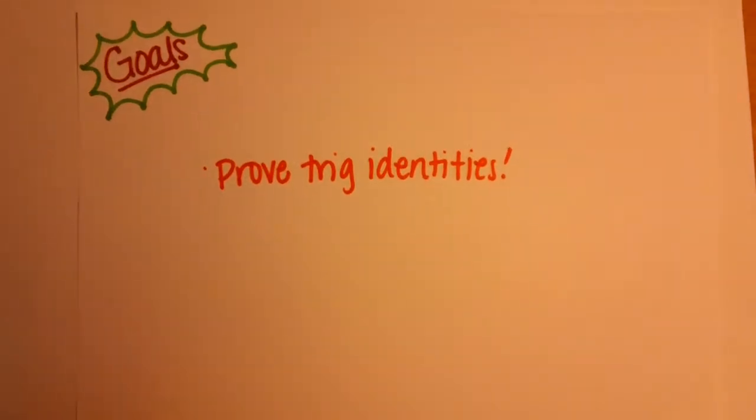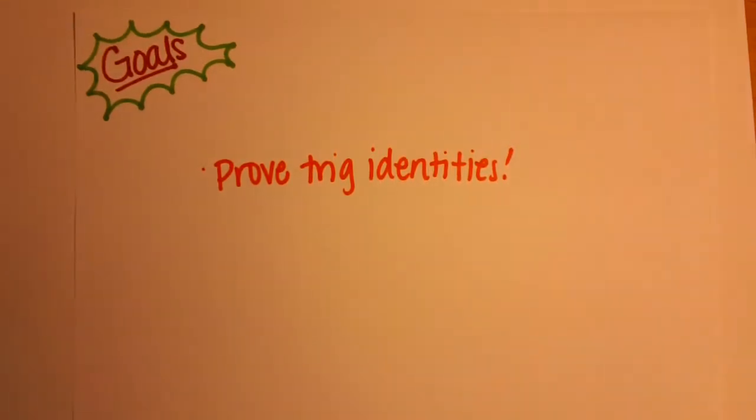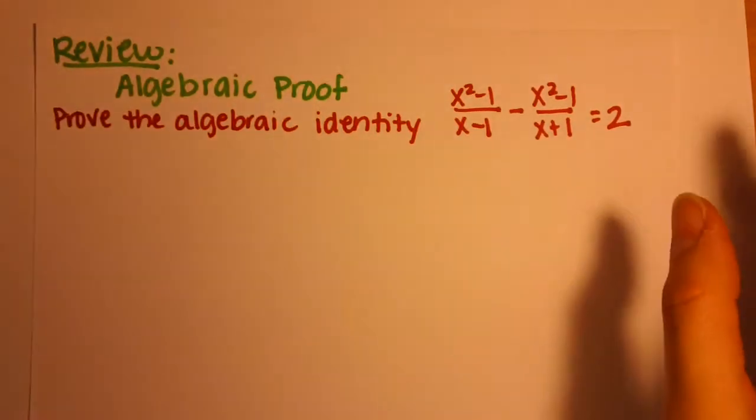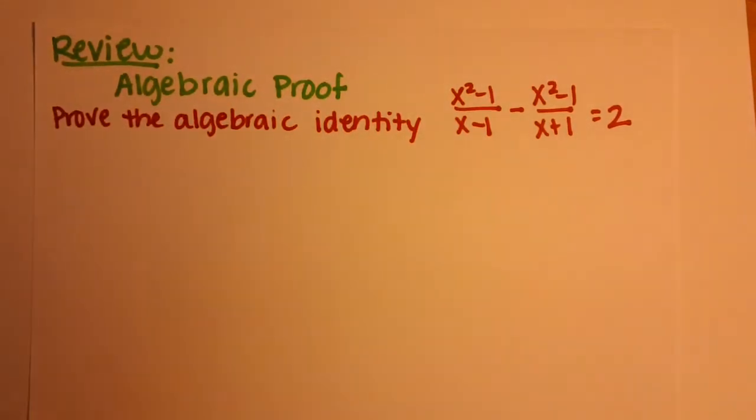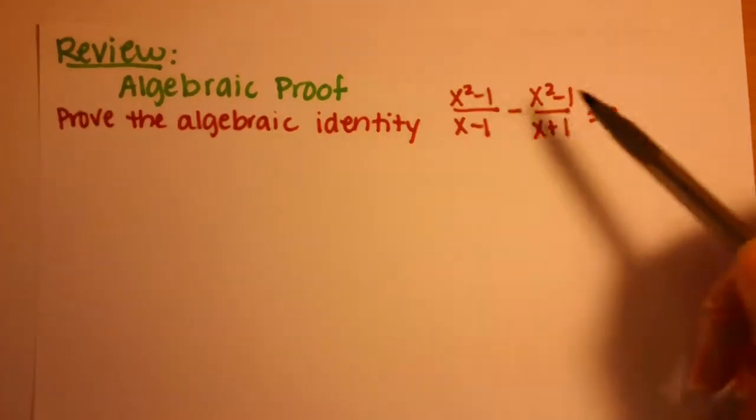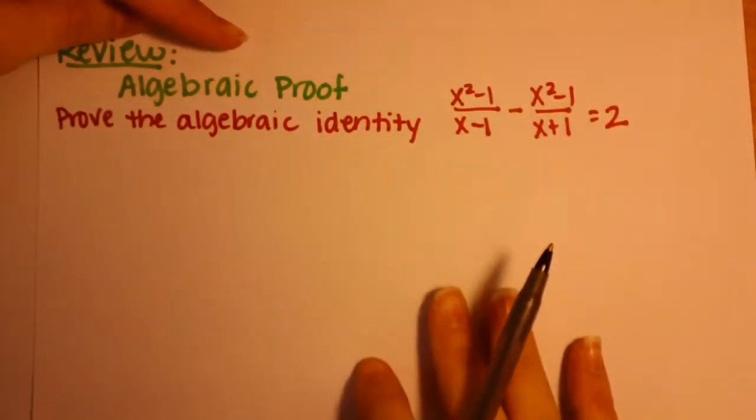Alright, in this video our goal is to prove trig identities. Now proving trig identities is similar to what we've done in algebra or geometry in proving algebraic identities and stuff like that. So we'll start with some review by proving an algebraic identity, and our goal is to start with one side and make it look like the other. So here I'm going to start with this left side because it looks a lot more complicated.